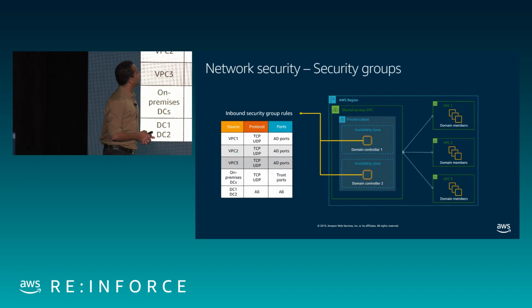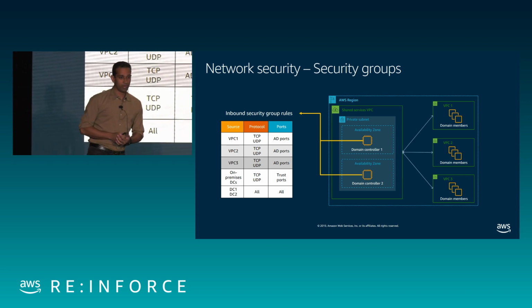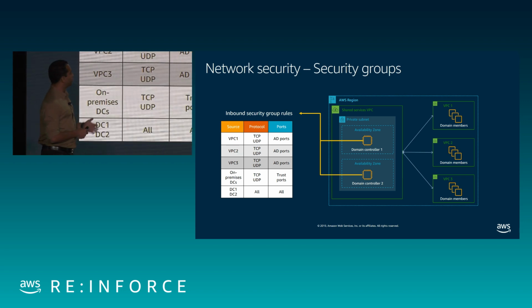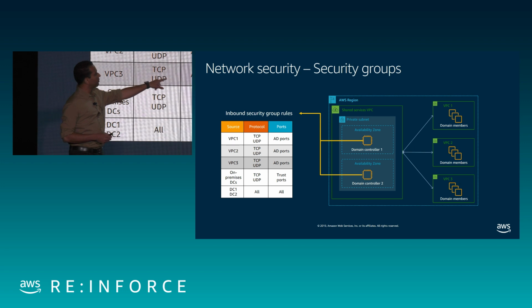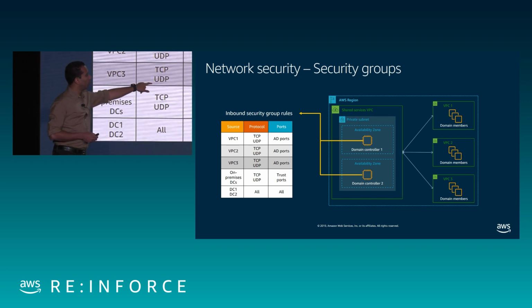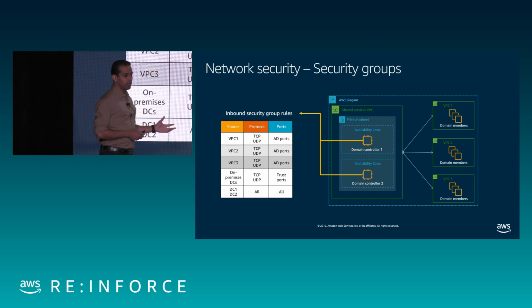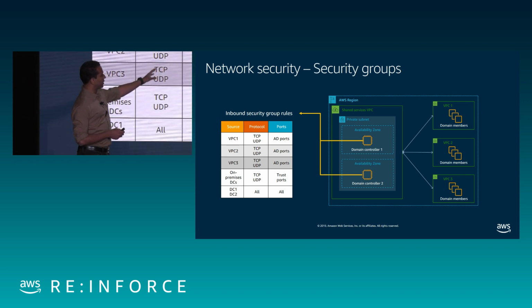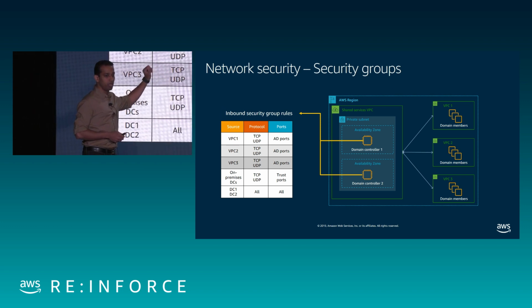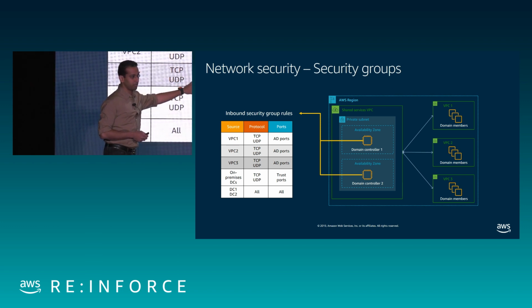Network security. Well, we can't talk about security without talking about network. So before we jump into network security, let's talk a little bit about that architecture over there. We talked about centralizing domain controllers in a single account. So essentially, I have a private subnet across multiple availability zones. I have a couple of domain controllers.